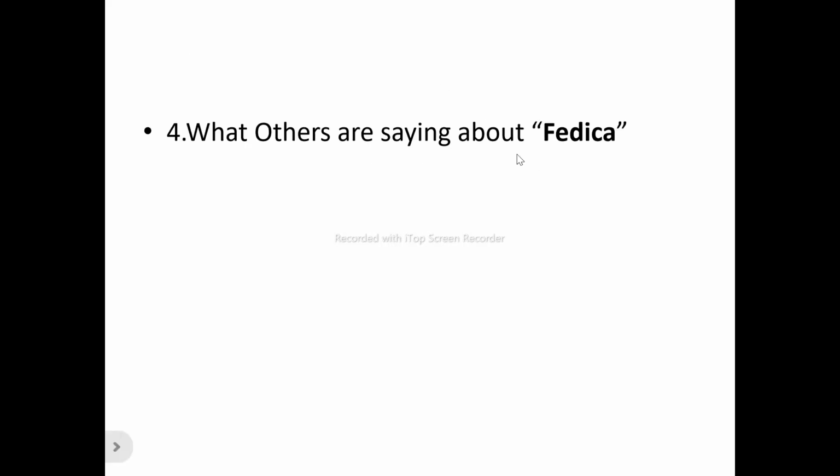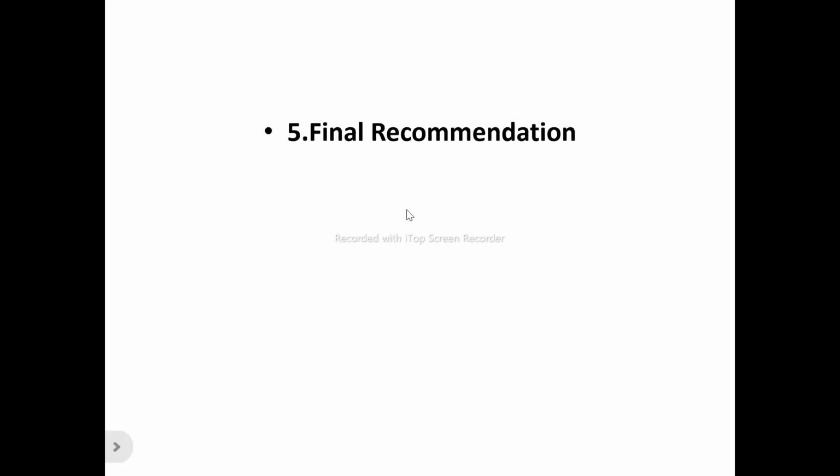We'll also be looking at what others are saying about Fedica, that is, the present and existing users of Fedica, what they are saying about it. Which means you do not necessarily have to listen to all I have to say about Fedica, but you get to see what other users of Fedica are saying about it. We'll also be looking at my final recommendation as to what I personally feel about Fedica.